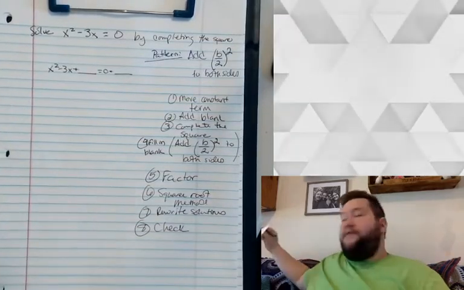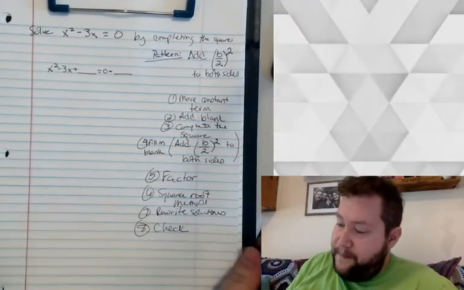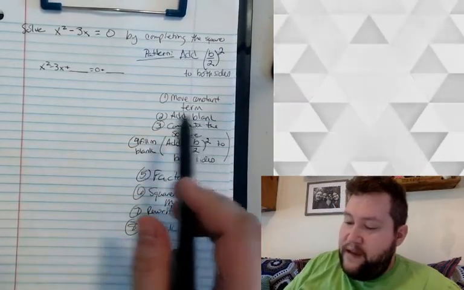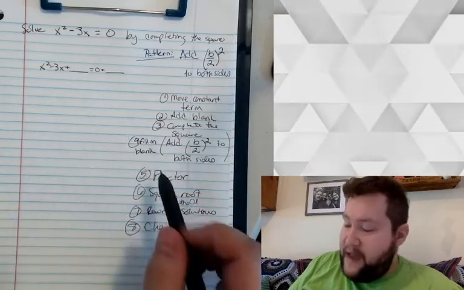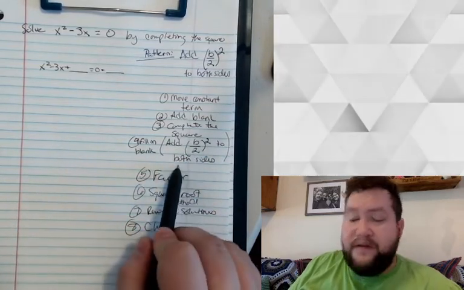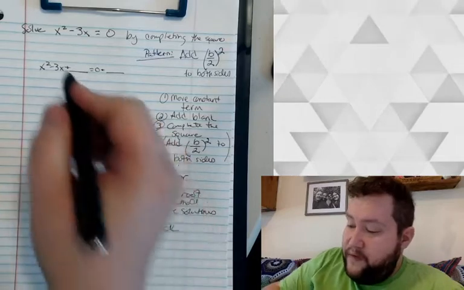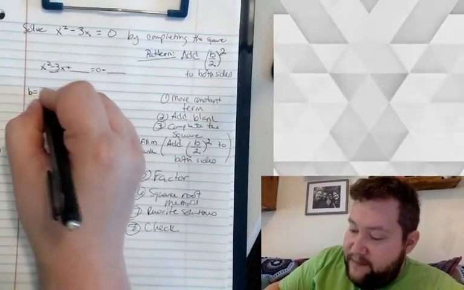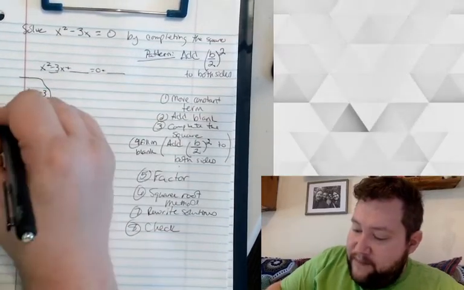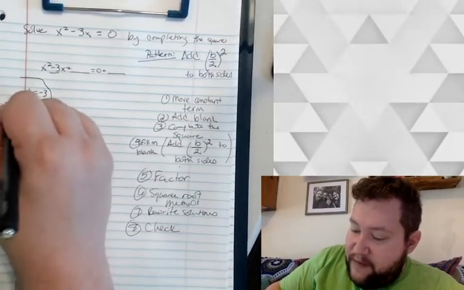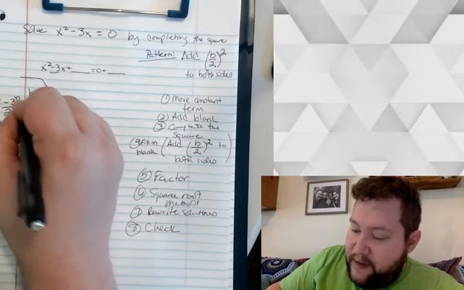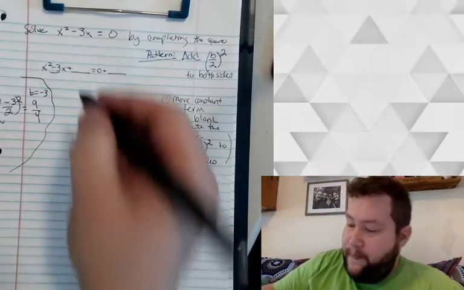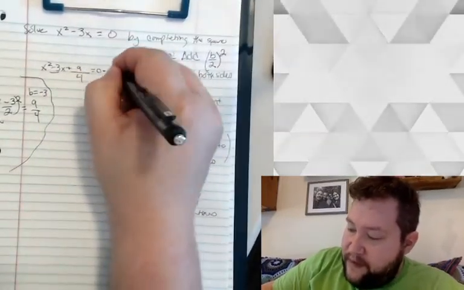So let's work through that process with this example. So we added our blank, we complete the square, and so to complete the square, we have to add the b divided by 2 squared to both sides. So we have negative 3, so b equals negative 3. This is kind of scratch work on the side. So negative 3 divided by 2 squared is 9/4. So we're going to add a 9/4 to both sides.